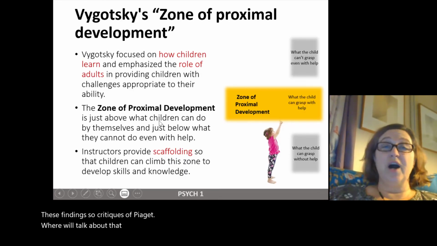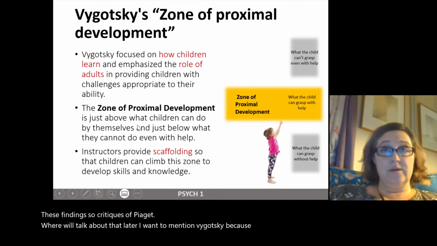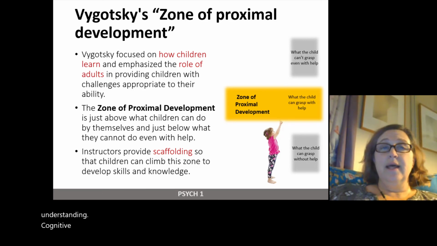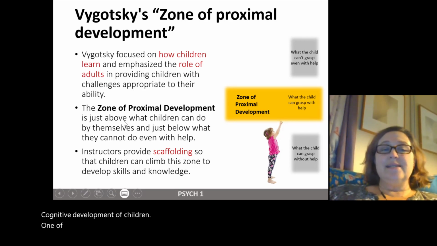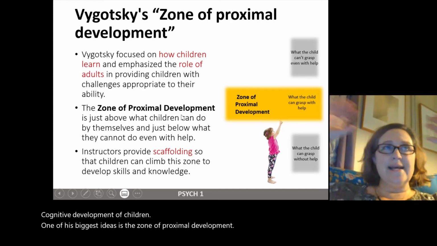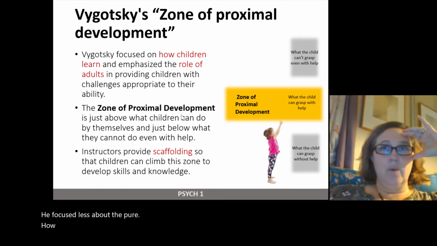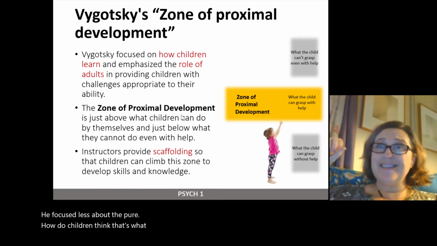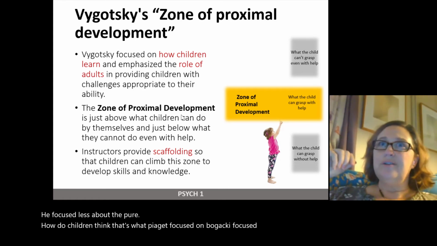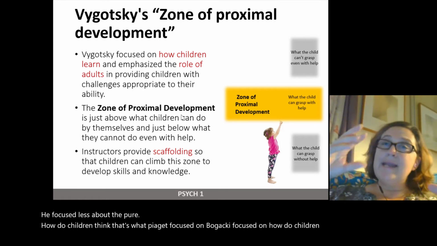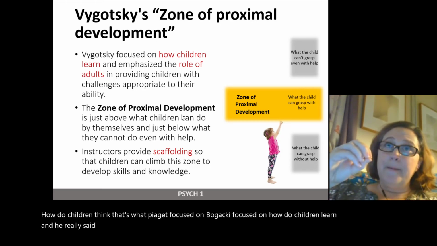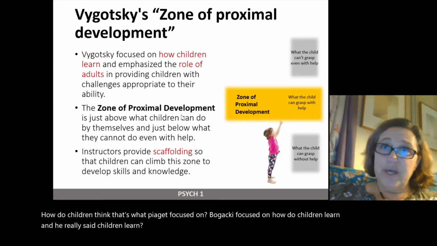I want to mention Vygotsky because he's important in understanding cognitive development of children. One of his biggest ideas is the zone of proximal development. He focused less on how do children think. That's what Piaget focused on. Vygotsky focused on how do children learn. And he really said children learn because adults teach them.